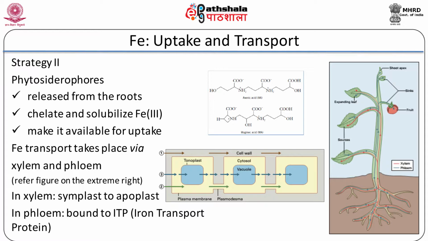After Fe3 is chelated by a phytosiderophore in the soil, the complex is transported by proton-coupled transporters into the root cells. These transporters belong to the oligopeptide transporter family called OPT. Transport of iron from the root to the shoot takes place via xylem as well as the phloem.